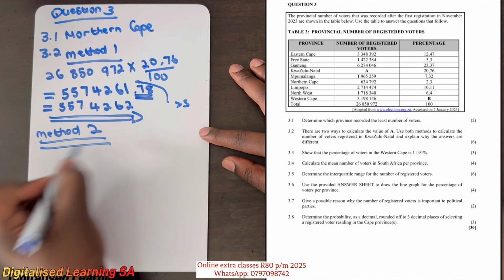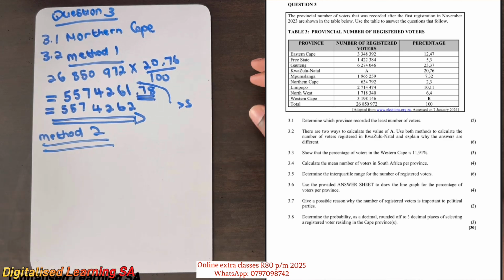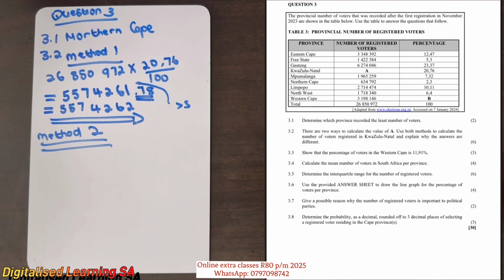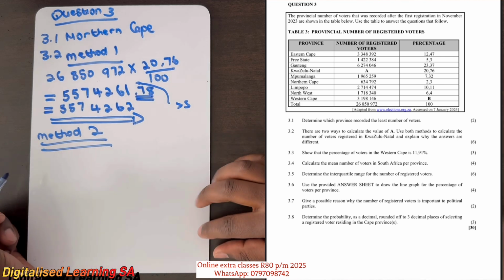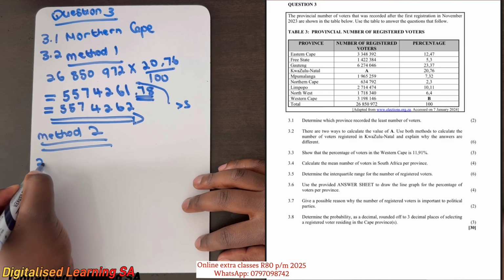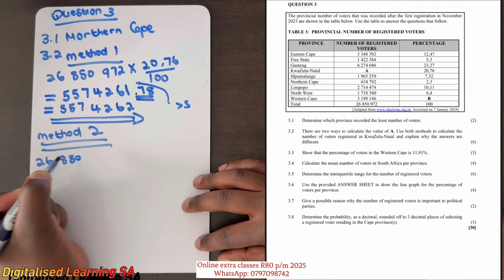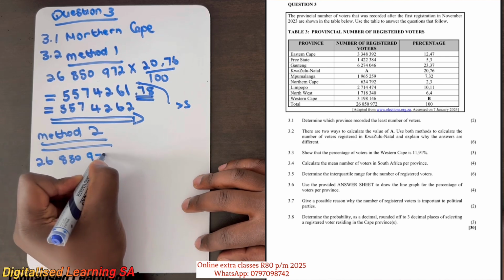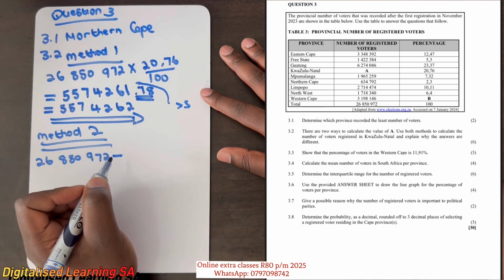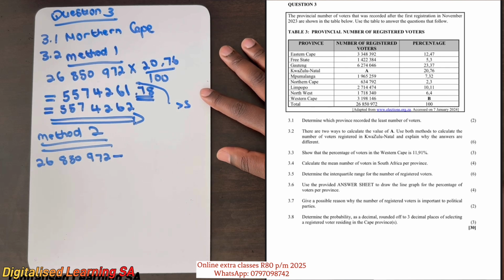Method 2. With method 2, we can all see that the only value that is missing is the value of A, meaning that if we subtract everything else from the total, we should be able to get A. So we need to say 26,850,972. We need to subtract the number of registered voters for all the other 8 provinces so that we can be able to get A.